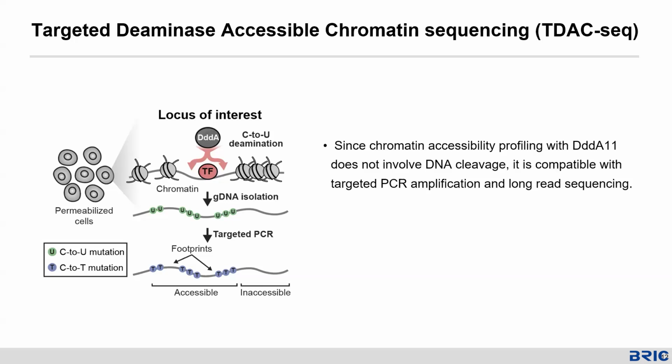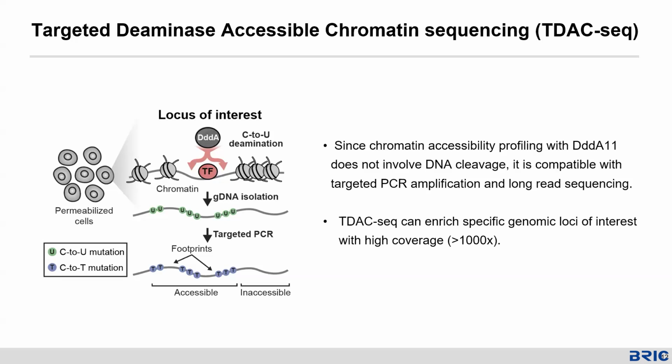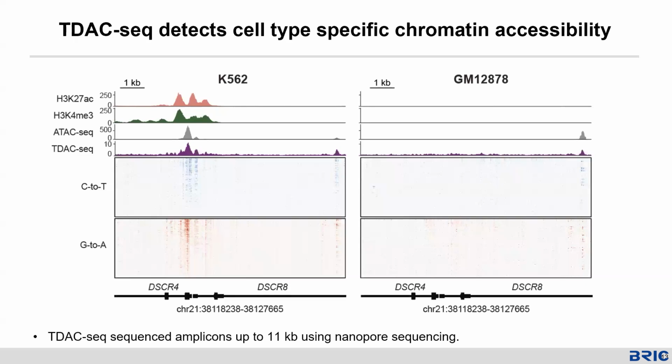So TDAC-seq can enrich specific genomic loci of interest with high coverage, achieving over 1,000-fold coverage per region, which was not possible with previous long-read sequencing-based techniques. So this is an example of TDAC-seq applied to two different cell types. After extensive optimization, I was able to increase the mutational rate high enough to visualize chromatin accessibility at the single molecule and single nucleotide level.